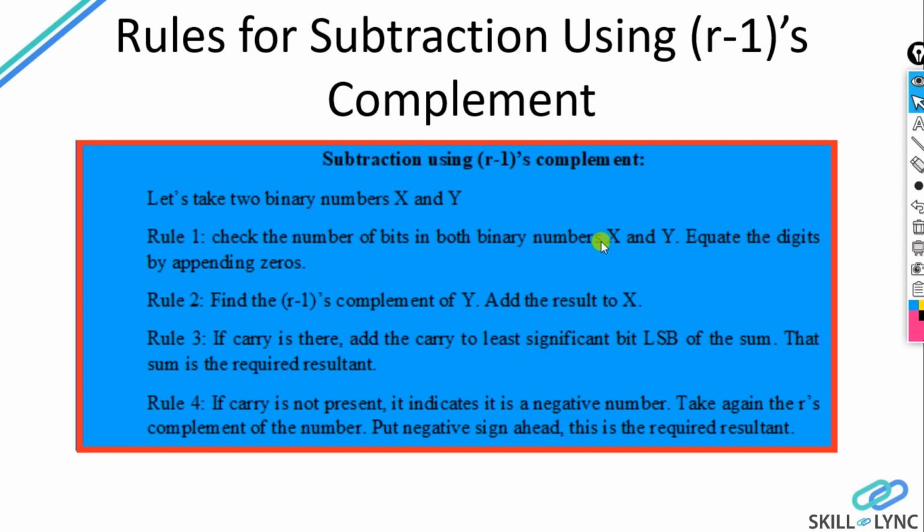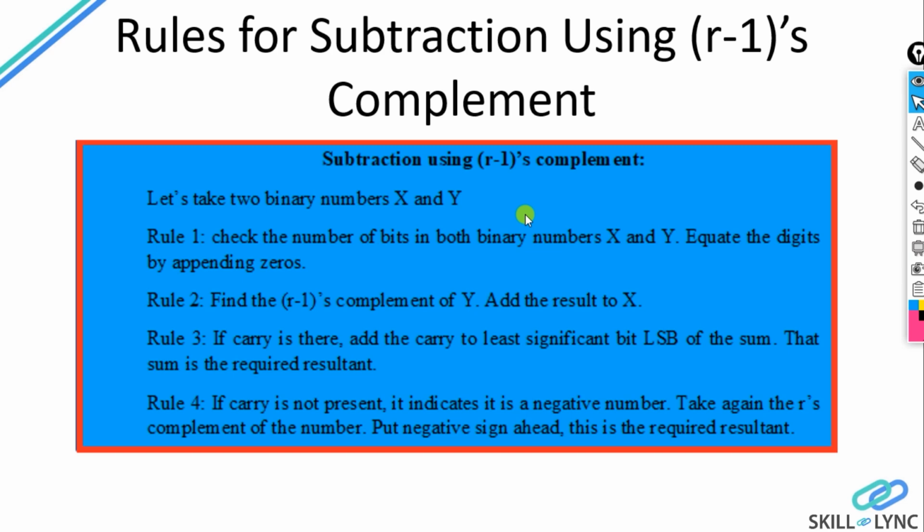Okay, let's move towards the rules for subtraction using R minus 1's complement. Till this point we were doing R's complement. Now we are starting with R minus 1's complement. Now understand the rules first. The first rule is the same: equate the number of digits by appending zeros. Then find the R minus 1's complement of the second number and add it to the first. If a carry is there, then add this carry to the LSB of the sum. And if a carry is not there, it means it is a negative number; just take again the R minus 1's complement of the result and that is your final answer.